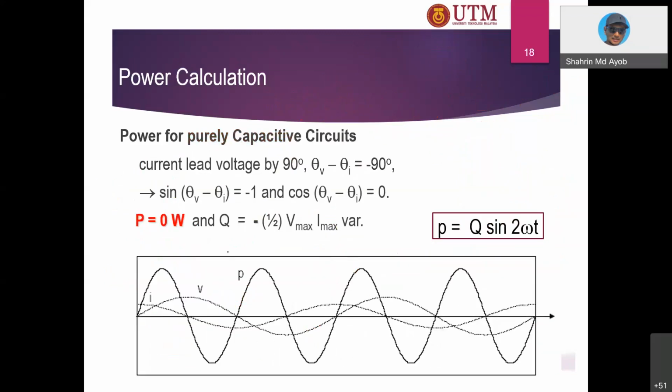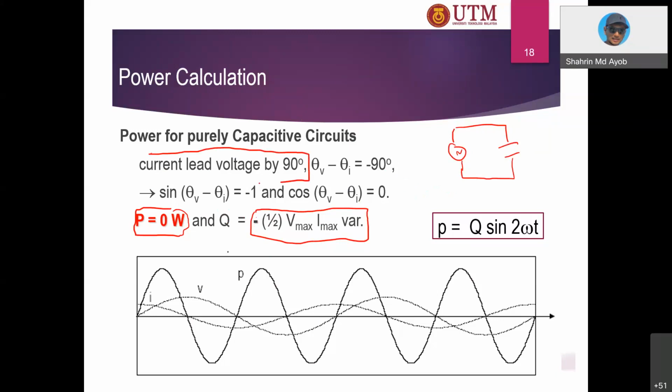The same with the capacitors, where you also have your P, real power, as 0. Your real power is 0, but your Q right now is negative. Okay, your Q is negative. So if your Q is negative, it means that your load is purely capacitive, and the current must lead the voltage.